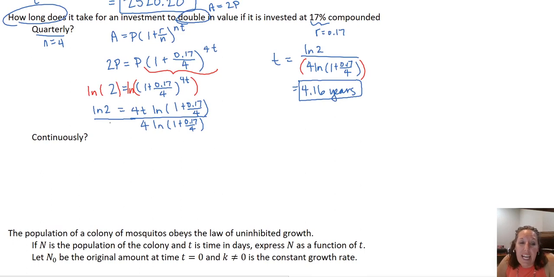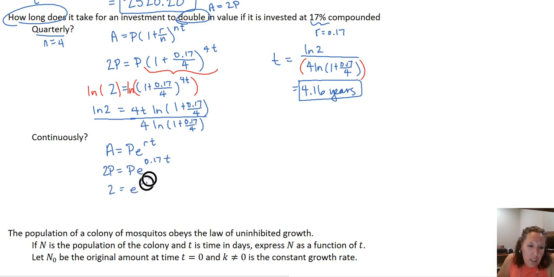All right, if we're doing the exact same thing, but it's compounded continuously, the only thing that really changes is the formula that we start out with. We're going to have A equals Pe to the rt. Our A is still going to be equal to 2P, and our interest rate is still going to be 0.17, and we're still looking for t. Again, our first step on this one is to get that exponential by itself, so we can divide both sides by P, and take the natural log, just like we did on the previous one.